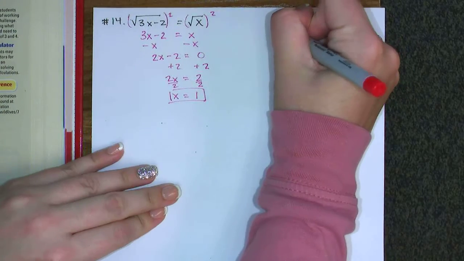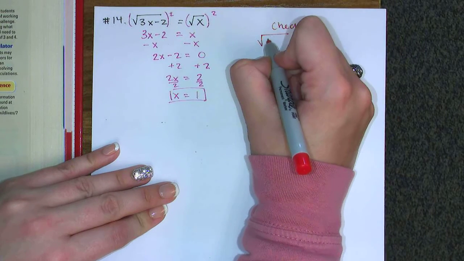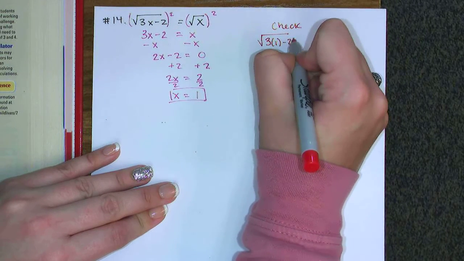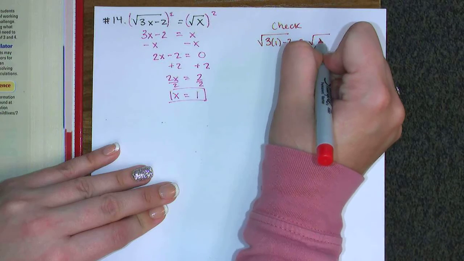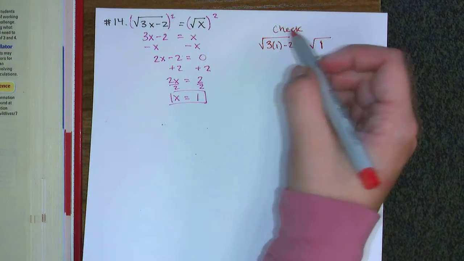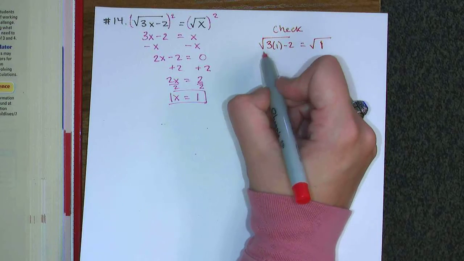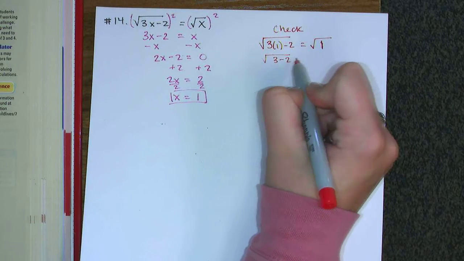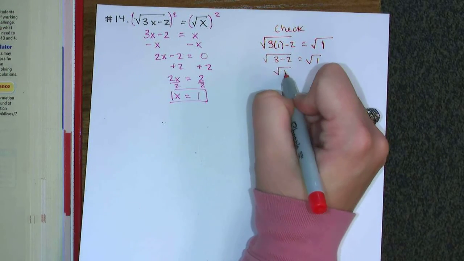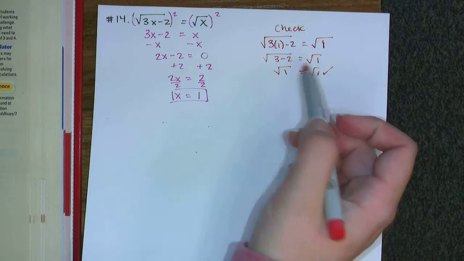So I'm going to plug it in. This is going to be the square root of 3 times 1 minus 2 is equal to the square root of 1. So now 3 times 1 is 3, so it's going to be the square root of 3 minus 2 is equal to the square root of 1. So 3 minus 2 is 1, the square root of 1 is equal to the square root of 1, and we're good. Okay, so you don't end up with just numbers.